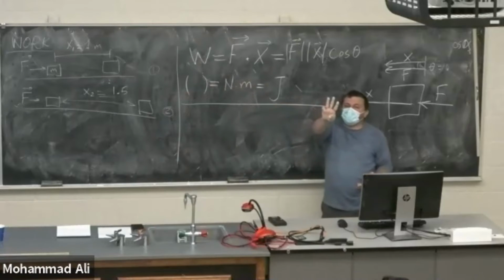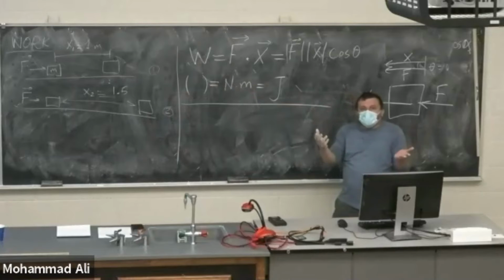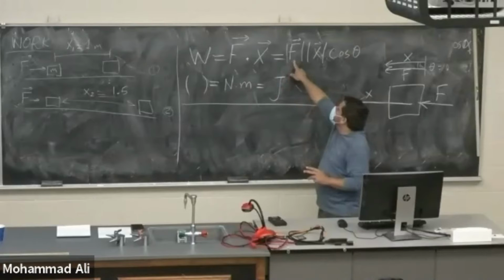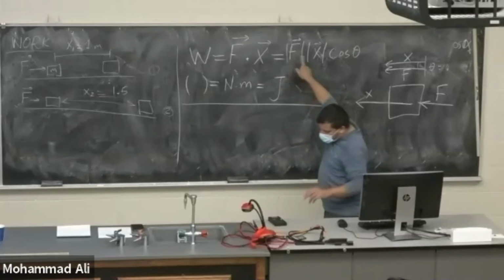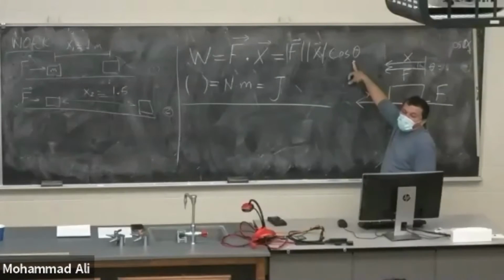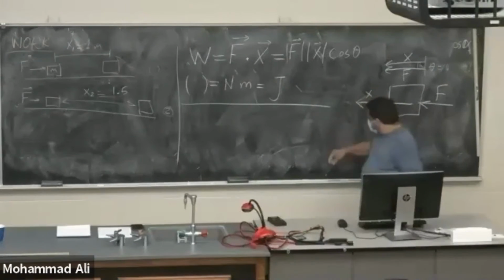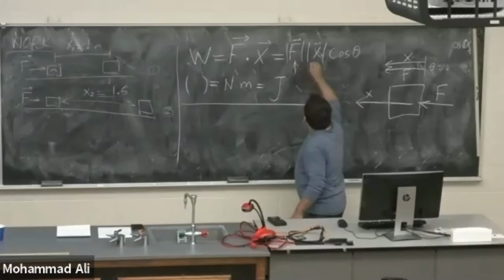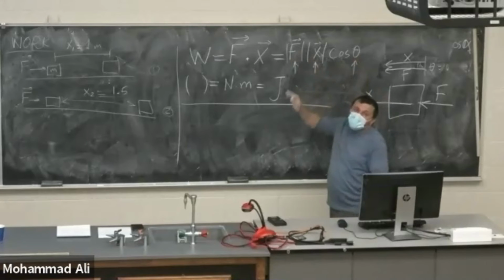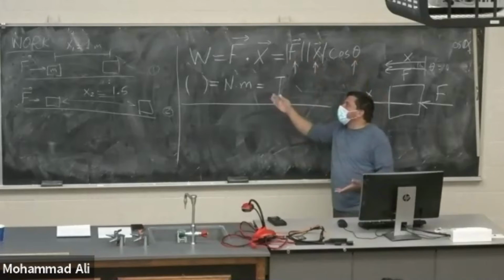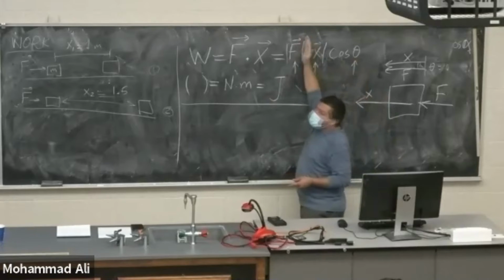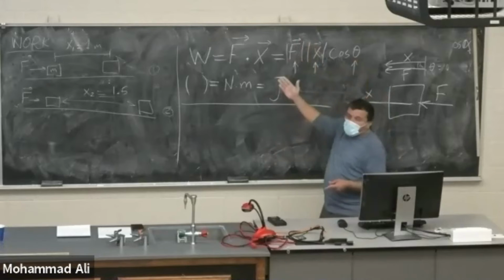We have 3 cases. The work is a quantity that contains inside it 3 quantities. It contains the force, it contains the distance, and what? It contains the angle theta. So we have the force, x, and theta. If any one of these gives us 0, then the work will be 0. The first thing: if the force is equal to 0, we don't have a force, then the work is 0.